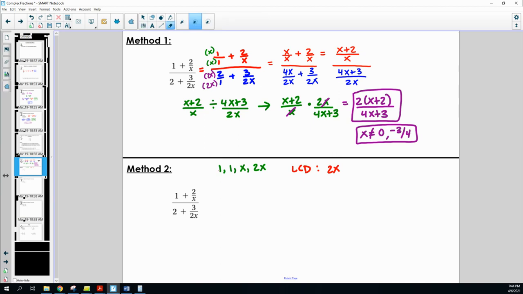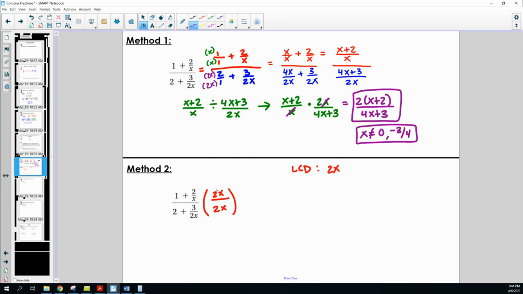I'm just going to get rid of this so we don't get confused. So my LCD is 2x. So what that means is that I'm going to multiply everything by 2x. So I'm going to do 2x to the top and 2x to the bottom. So when I multiply by 2x over 2x, I'm really just multiplying by 1. So I'm not changing this problem at all. I'm just multiplying it by 1. For showing you the first time, I'm going to write this out more than I normally would. And the next problem after this, I'll do it a little bit quicker.